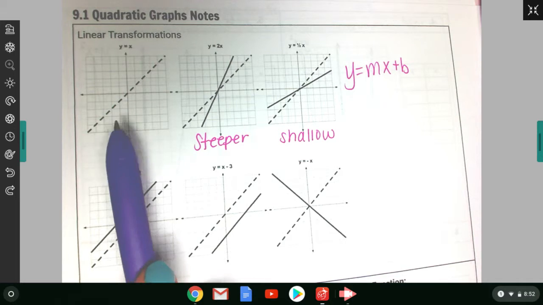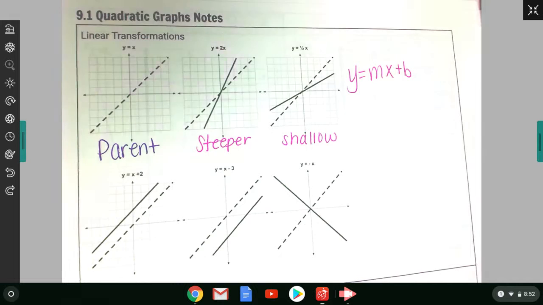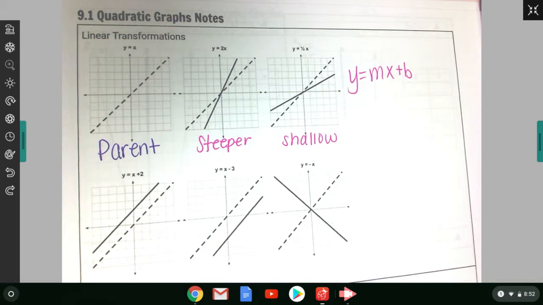And because we keep referring back to this one, we have a special name for it. It's called the parent function. The function that has nothing for m, or I should say 1, and has nothing for b, or I should say 0, that's the parent function. So we'll deal with that.